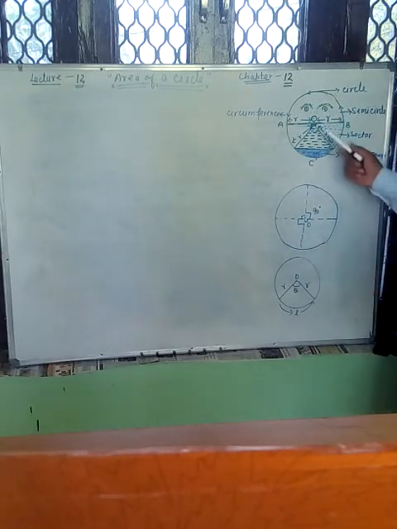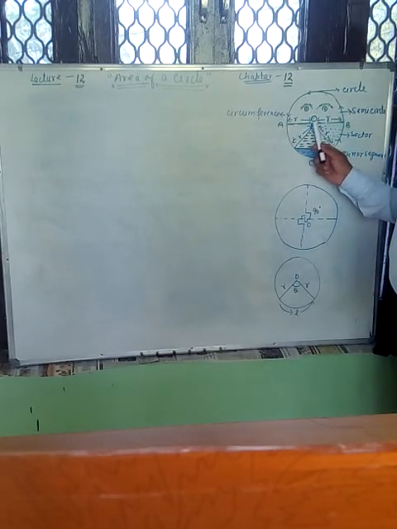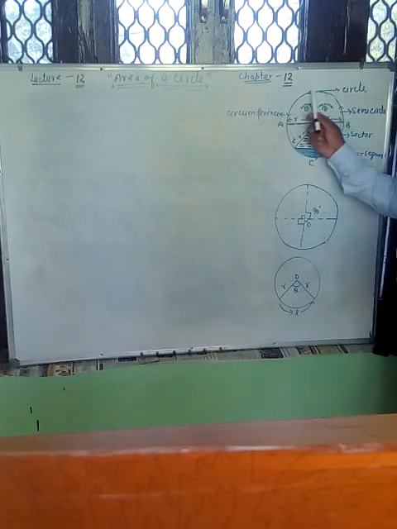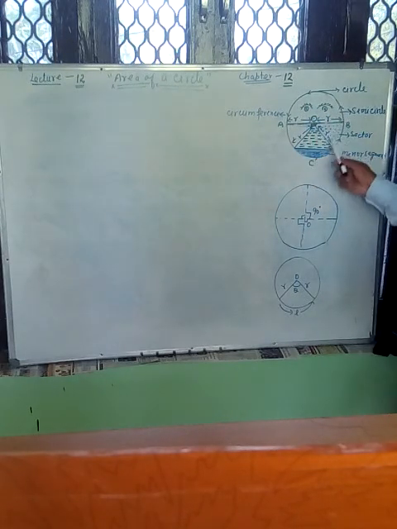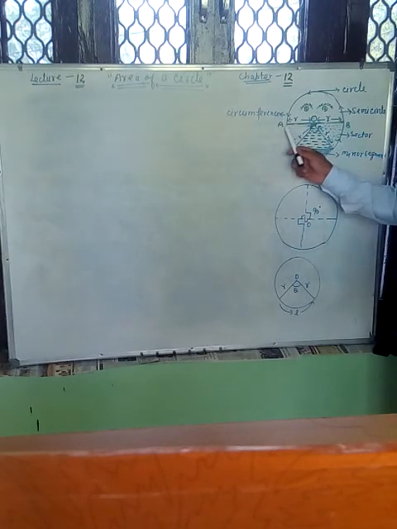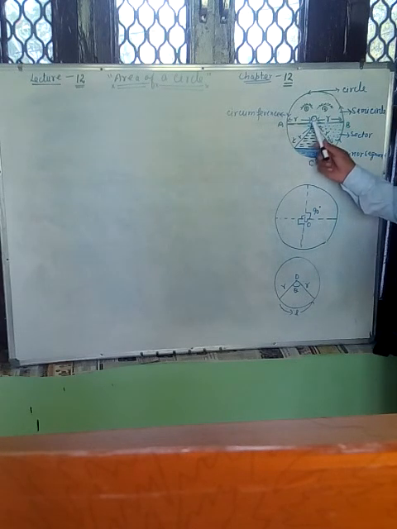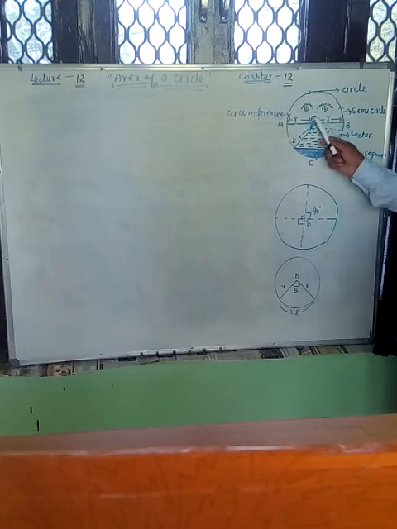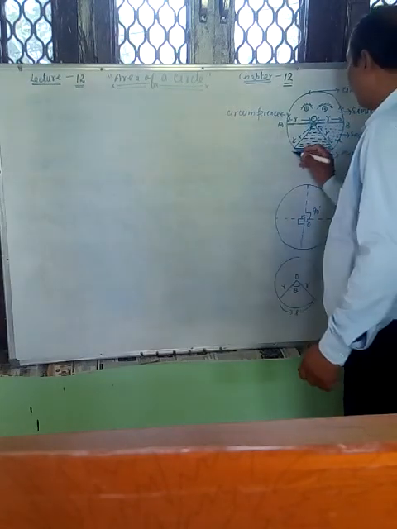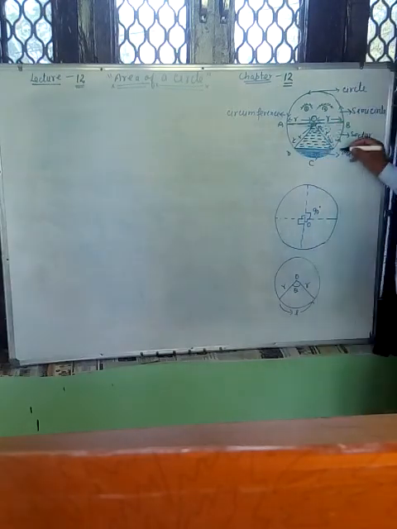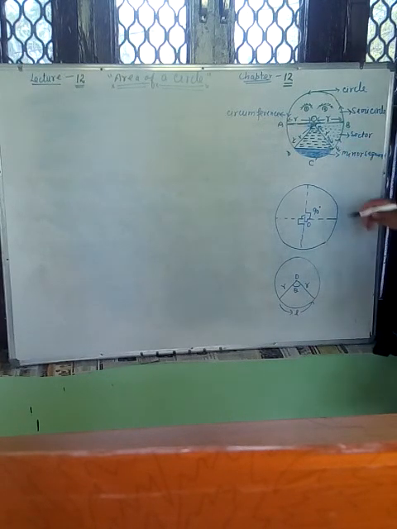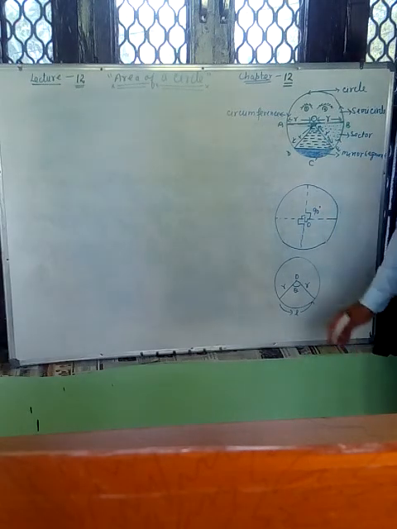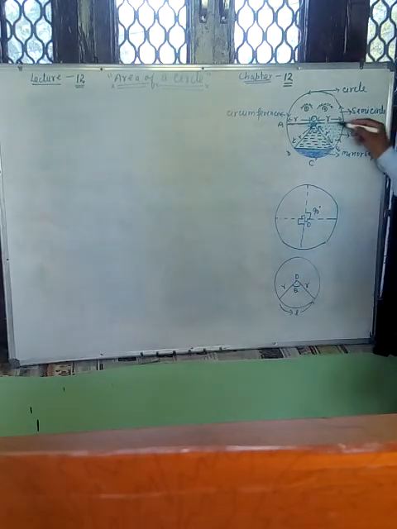Now, if we join the center to anywhere on this path, this is known as a radius. Either this is OA, OB, OD, OE, OC, like this. Anywhere, this is called a radius.